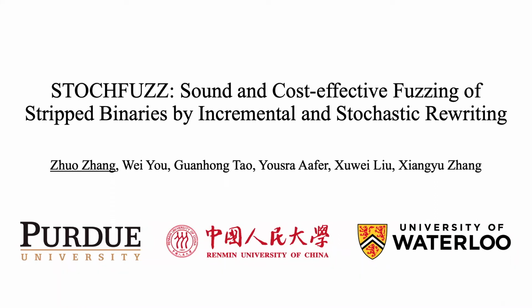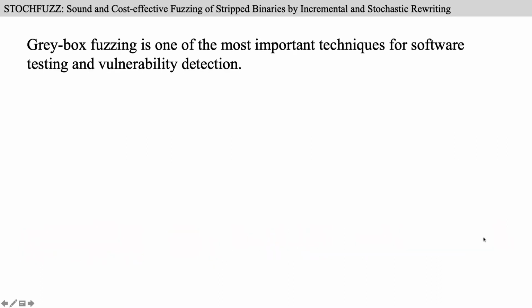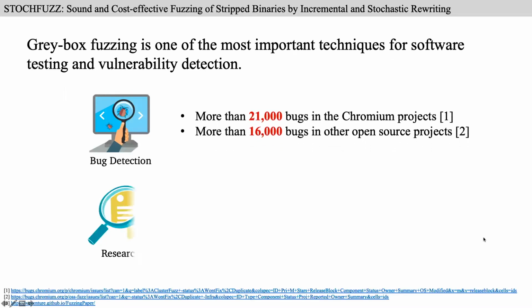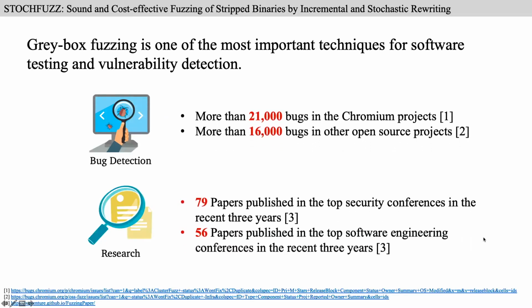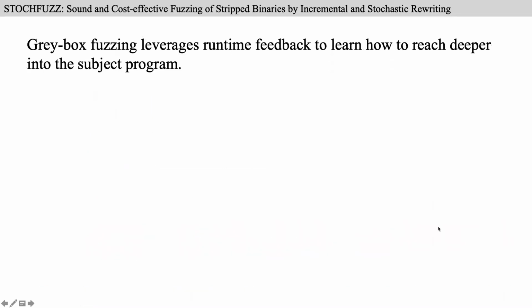I'm going to present our research work StochFuzz, a sound and cost-effective fuzzing technique for stripped binaries. Grey box fuzzing is one of the most important techniques for software testing and bug detection. By fuzzing, Google has found thousands of bugs. There are also more than 100 fuzzing papers published in top conferences this year.